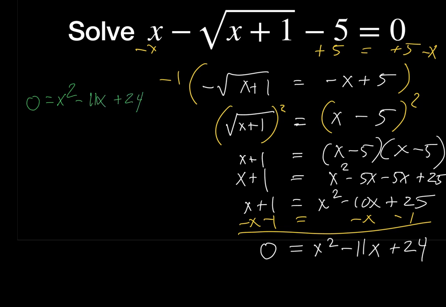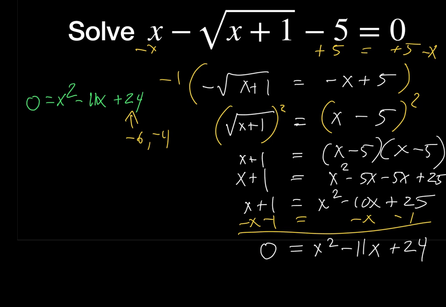I could do the X box method again, or I could look and say, what two numbers multiply to 24? Now that my coefficient here is 1, I can just go straight to multiplying and adding. What multiplies to positive 24 that adds to negative 11? So I have things like negative 6 and negative 4. They multiply to positive 24. Do they add to negative 11? No, they add to negative 10.